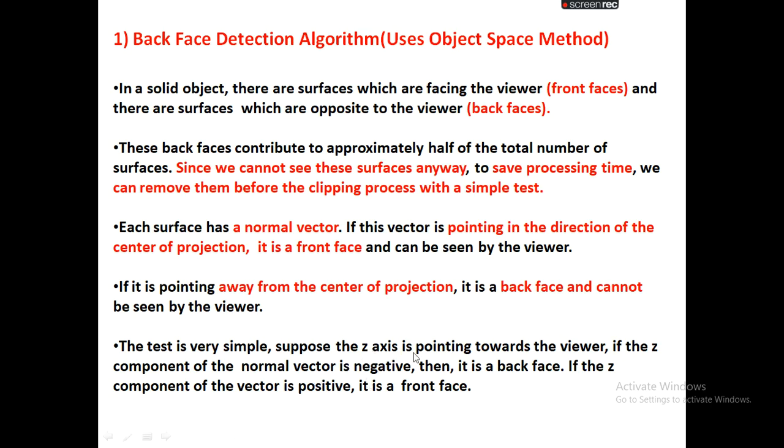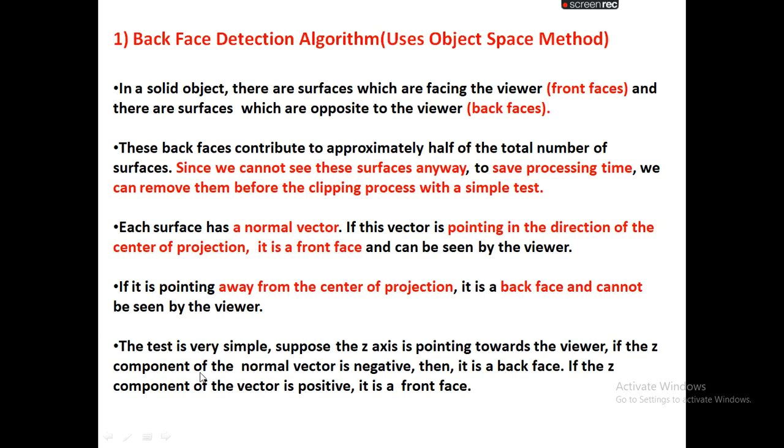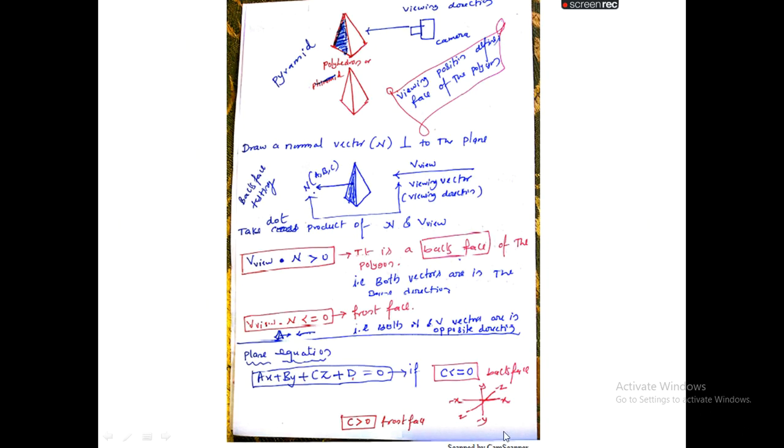Suppose the z-axis is pointing towards the viewer. If the z component of the normal vector is negative, then it is a back face. If the z component of the vector is positive, then it is a front face. See this example, for this particular statement I drew this diagram. Assume that the observer is standing here. The observer is looking towards the negative z-axis, viewing this particular object along the negative z-axis.